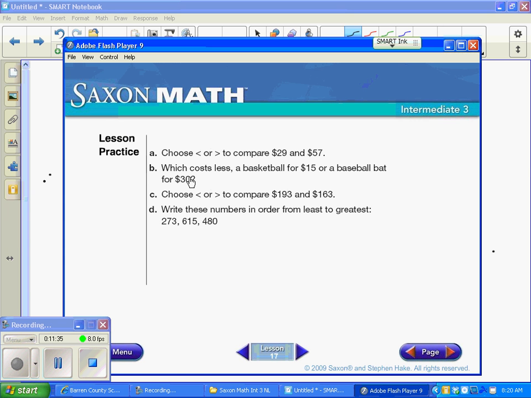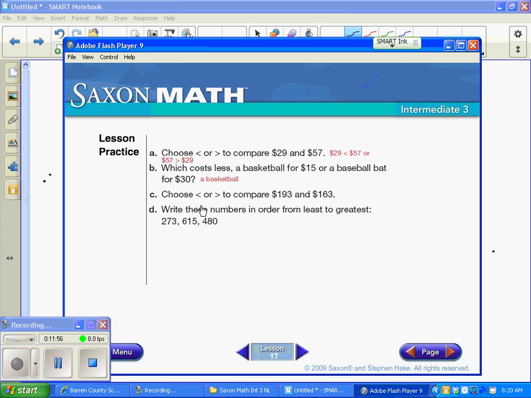Let's look at B. Which costs less, a basketball for $15 or a baseball bat for $30? Basketball. Be careful, which costs less. So your answer will be basketball or baseball bat. What is it? A basketball. Good. You have to listen to what they're asking for.